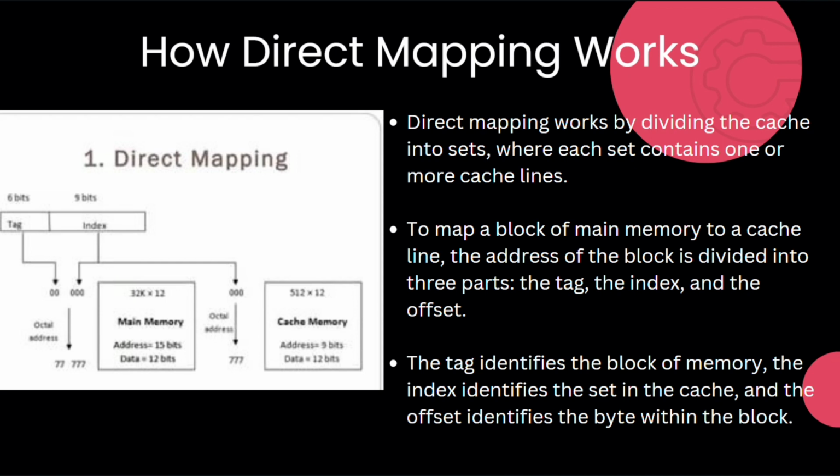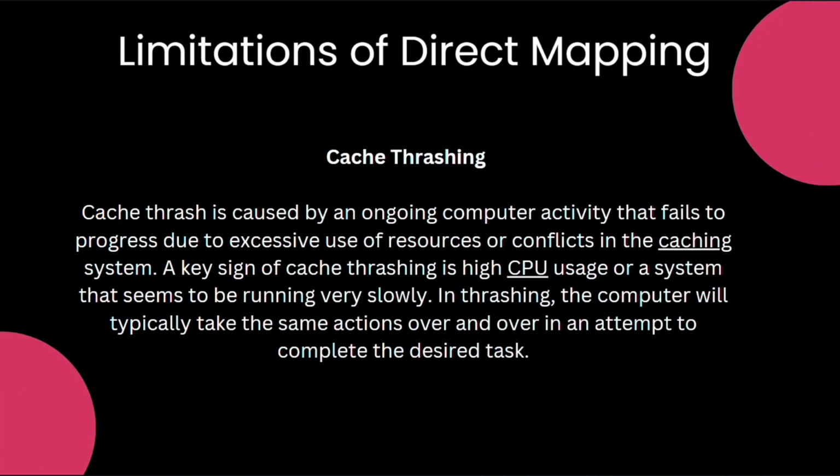The cache controller makes room for the new data by following a predefined replacement algorithm, such as the least recently used, also known as the LRU strategy. Direct memory mapping offers simplicity and ease of implementation, making it a popular choice for cache memory in many computer systems. However, it has limitations.